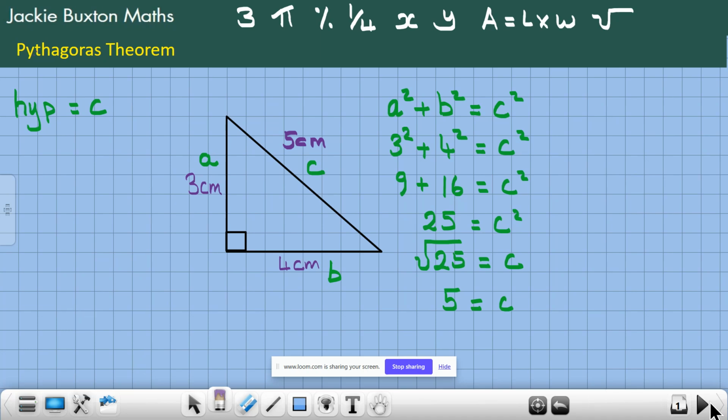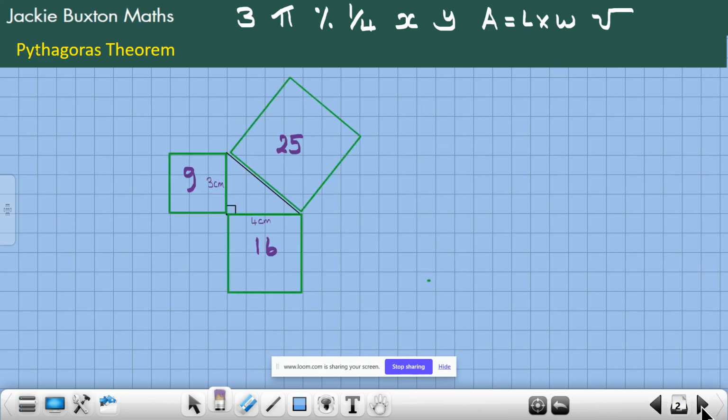Okay, before we move on, I'm just going to show you a demonstration. Pythagoras was an ancient Greek mathematician, and what he realized, which is quite incredible, is that if you made a square using the two smaller sides of a triangle, then added them together, they would be the same area as the square of the longer side.